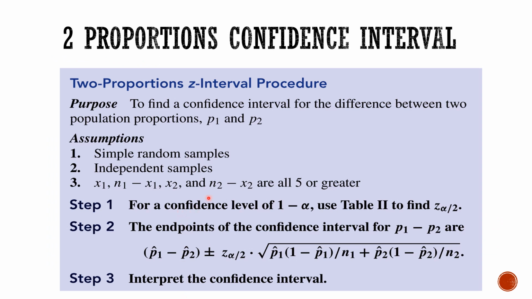Now, along with any hypothesis test goes confidence intervals. So this is a confidence interval for two proportions. Again, the same assumptions that we had for the hypothesis test. They have to be simple random samples, independent samples, and x sub 1 and n sub 1 minus x sub 1, x sub 2, and n sub 2 minus x sub 2 are all 5 or greater. Again, broadly, the steps are all the same. We are just using a different formula to find our interval. Again, we are using the z distribution, therefore it's z of alpha by 2. And of course step 3 is to interpret the confidence interval.